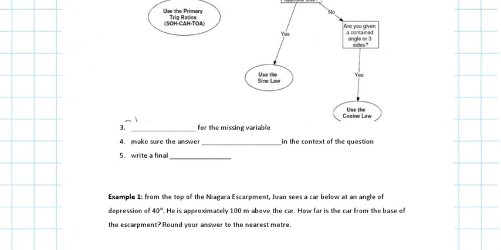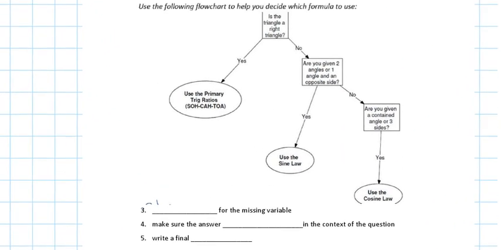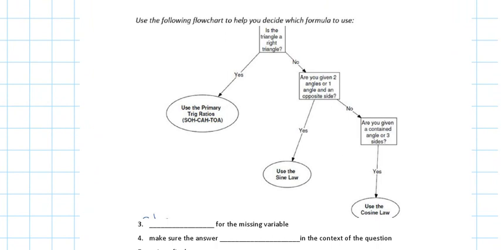So this is kind of a mind map of what questions you have to ask yourself and what to do once you answer that question. The first question you have to ask yourself: is the triangle a right triangle? If the answer is yes, then we know it's primary trig ratios or the Pythagorean theorem. If the answer is no, are you given two angles or one angle and its opposite side? If the answer is yes, it's the sine law. If the answer is no, then it must be the cosine law.